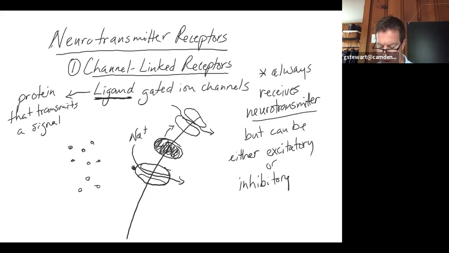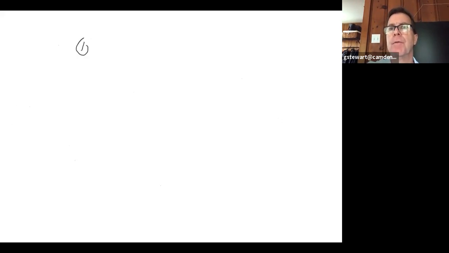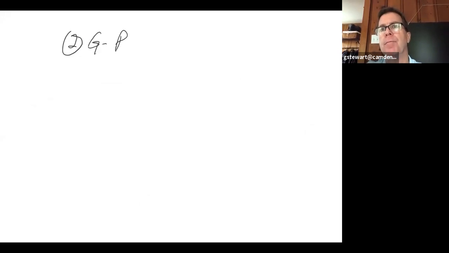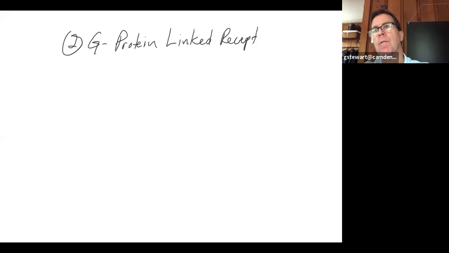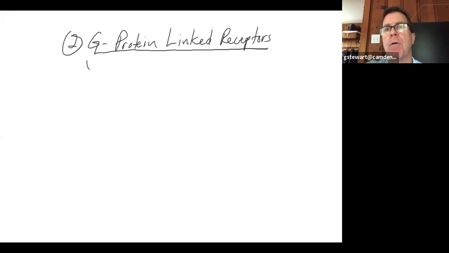Now I'm going to briefly explain G protein linked receptors, which are even more complicated, but I'm going to give you the simple Reader's Digest version, and you're not going to have to know any more than what I described to you. So the second type, number 2, are called G protein linked receptors. Here's the simple version. These receptor actions are indirect. First, I'm going to say this. These are much slower actions.